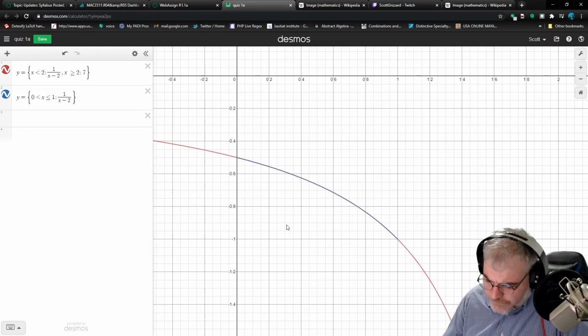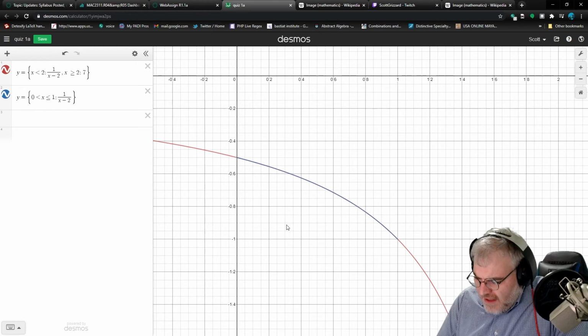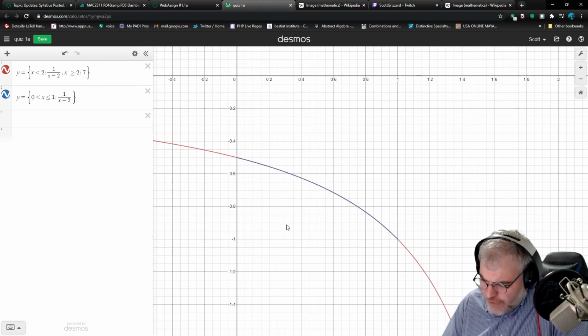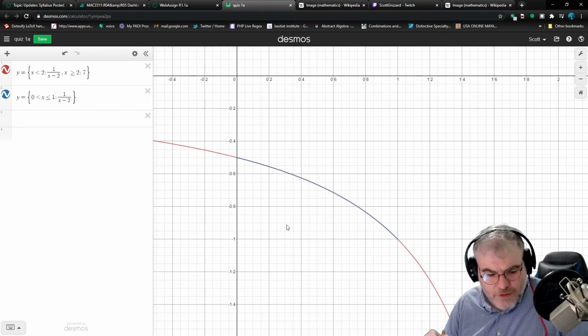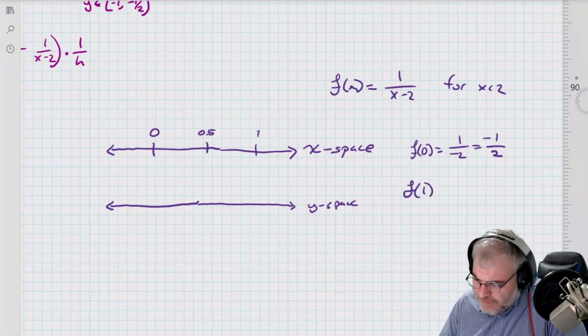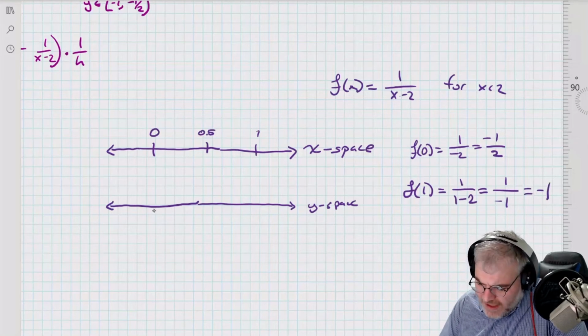Now, if I'm at 0, I'm going to wind up with 1 over negative 2, which is the same thing as negative 1 over 2. Oh, sorry. Now, if I'm at 1, if I'm at my other endpoint, I'm going to wind up here. So my y space is going to go from negative 1 to negative 1 over 2.